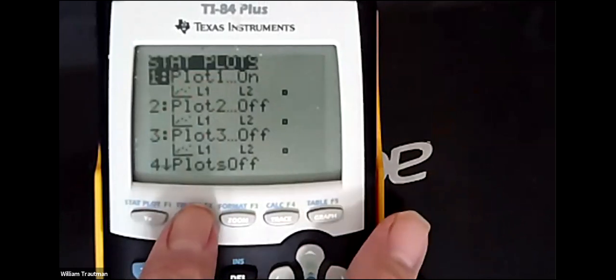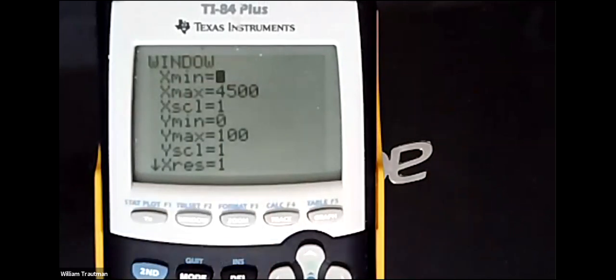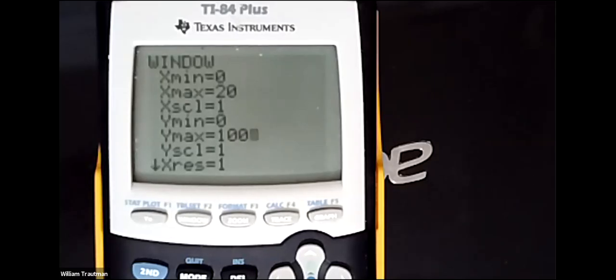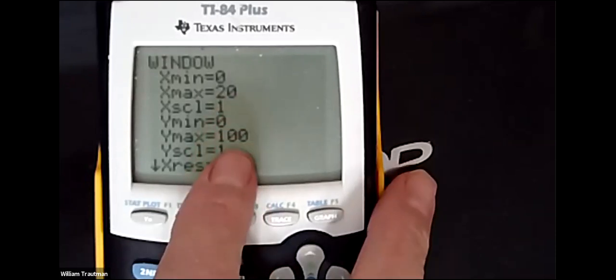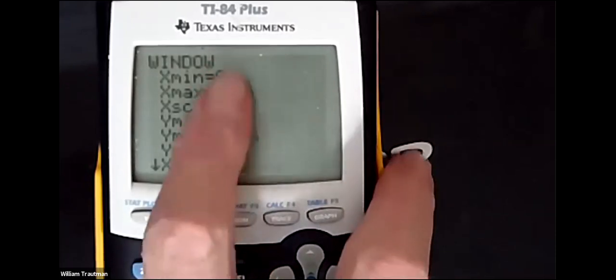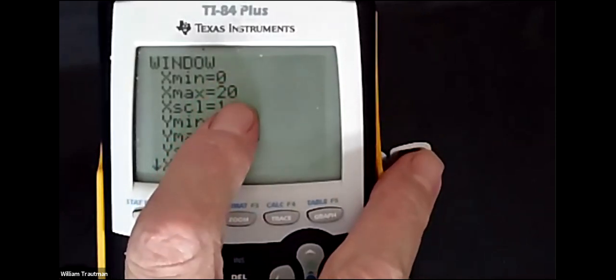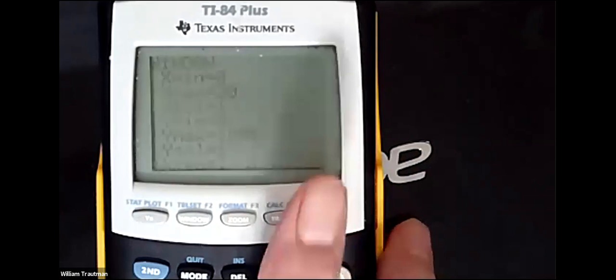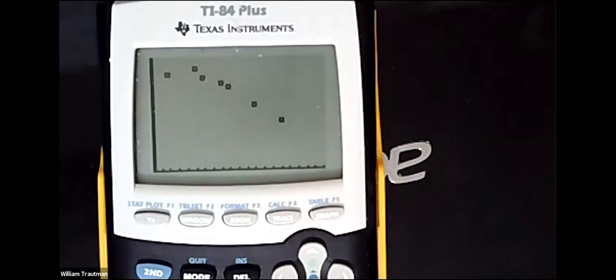So I'm going to go to window. What was the highest X value? 15. So I'm going to put 20. What was the highest Y value? 90. So I'm going to put a little bit more, maybe even 100. You can put 100. So I got from 0 to 20 and 0 to 100. Since I don't have any negative numbers, the minimum is 0, maximum is 20. Now when I hit graph, I should have the same picture that I see.